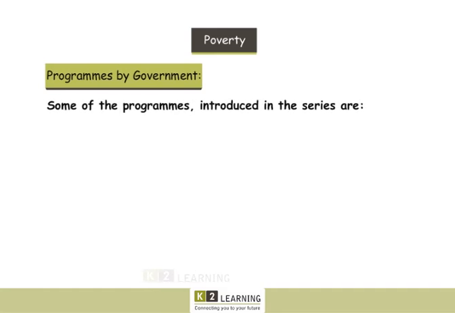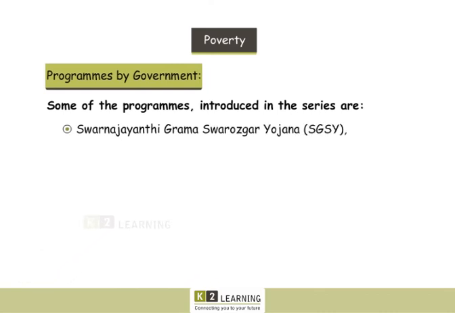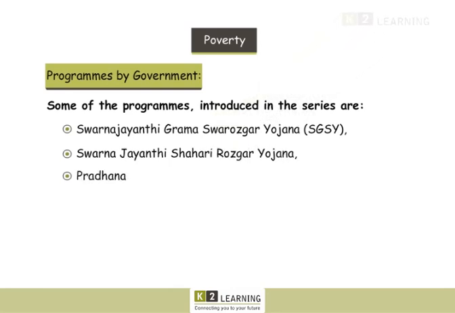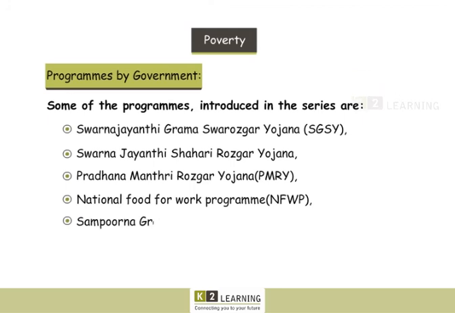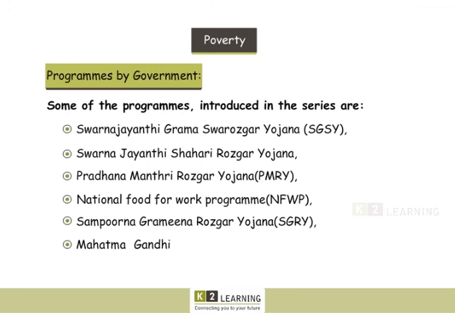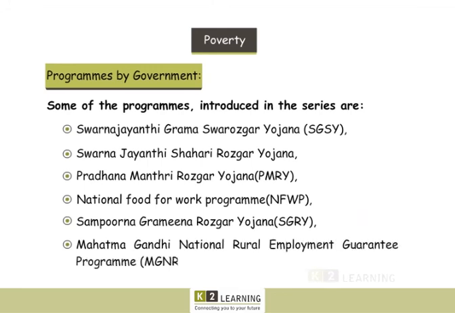Some of the programs introduced in the series are Swarna Jayanti Grama Swarojgar Yojana (SGSY), Swarna Jayanti Shahari Rozgar Yojana, Pradhan Mantri Rozgar Yojana (PMRY), National Food for Work Program (NFWP), Sampurna Gramin Rozgar Yojana (SGRY), Mahatma Gandhi National Rural Employment Guarantee Program (MGNREGP).